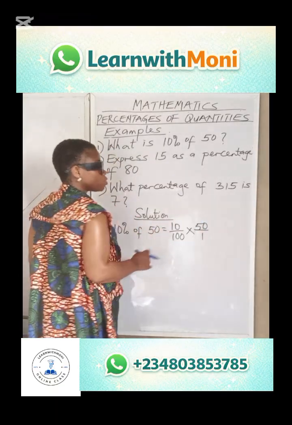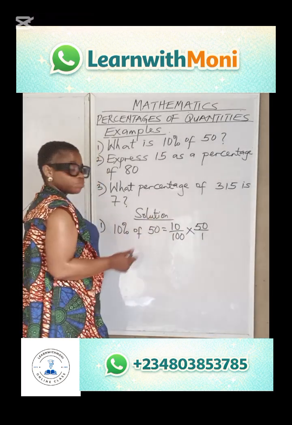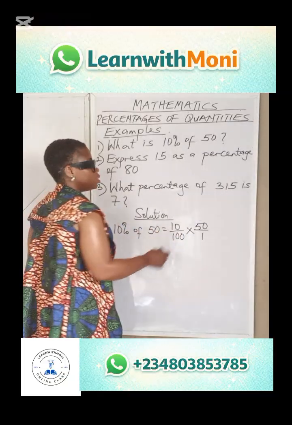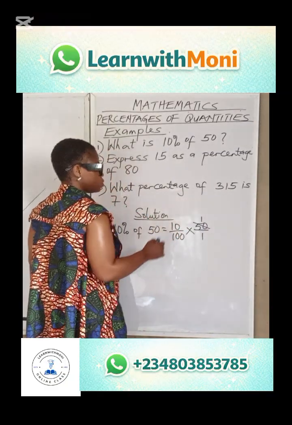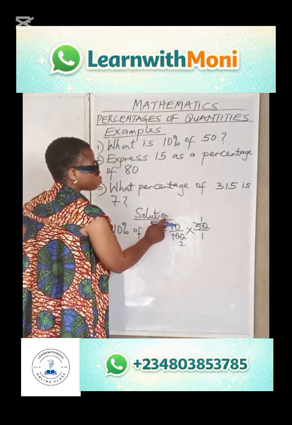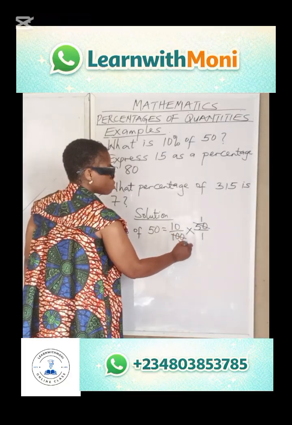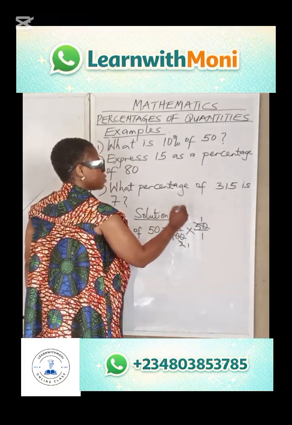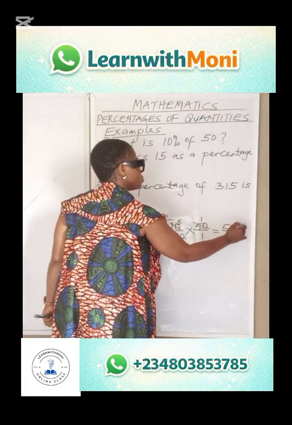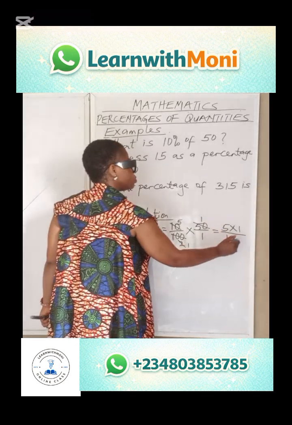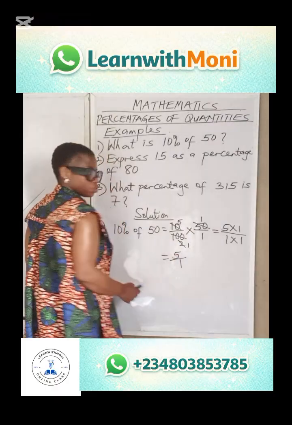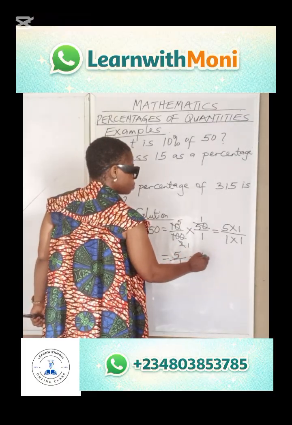Then we check among the numerators for common factors with the denominator. 50 is a common factor of 50 and 100. So I can say 50 divides 50 once, 50 divides 100 two times. 2 is a common factor of 2 and 10. 2 divides 2 once, 2 divides 10, 5. So that I end up having 5 times 1 over 1 times 1. 5 times 1 is 5 over 1 times 1, which is 1. 5 over 1 is a whole number, which is 5.